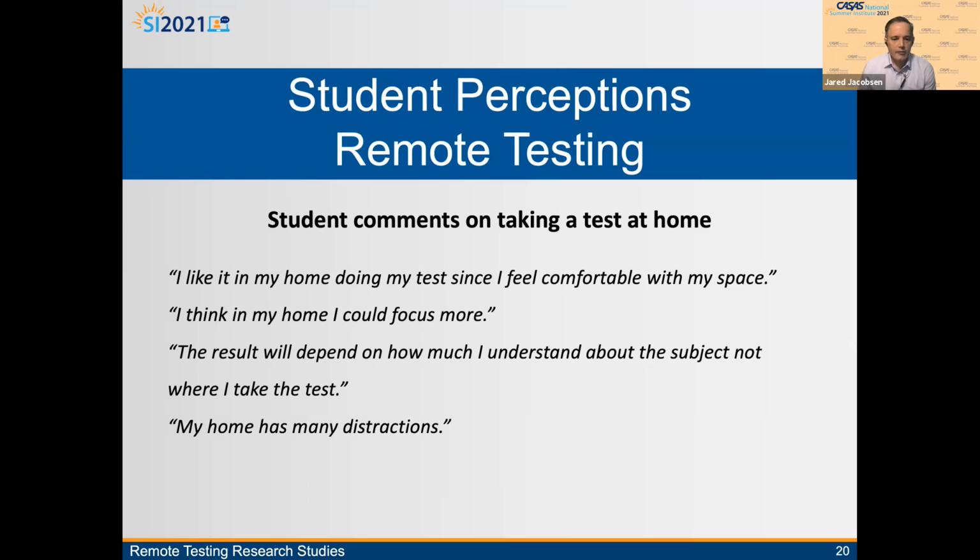And lastly, my home has many distractions. So while the majority were comfortable with their environment, there were comments about a home having distractions. We can definitely see that while the home environment may be very good for testing for the majority, or even a very significant majority, some home environments would have distractions. And so that comment did come up a few times and is important to take into account.